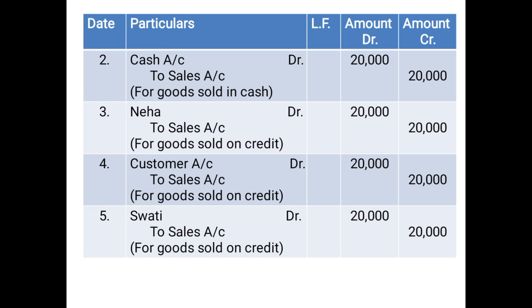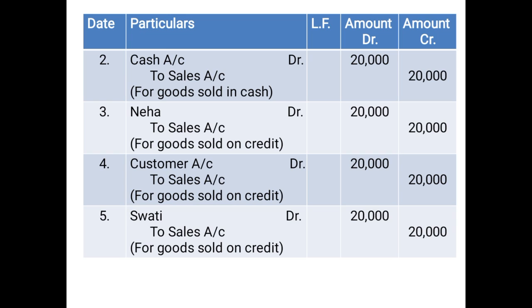And lastly, goods sold to Swati. You were not informed whether the goods are sold in cash or credit, so we have passed the entry Swati debited 20,000, assuming it to be a credit sale, to sales account 20,000. And as you can see, we have written the narration for each and every entry. What is the narration? It is just a summary. It is just information about what the entry is passed.